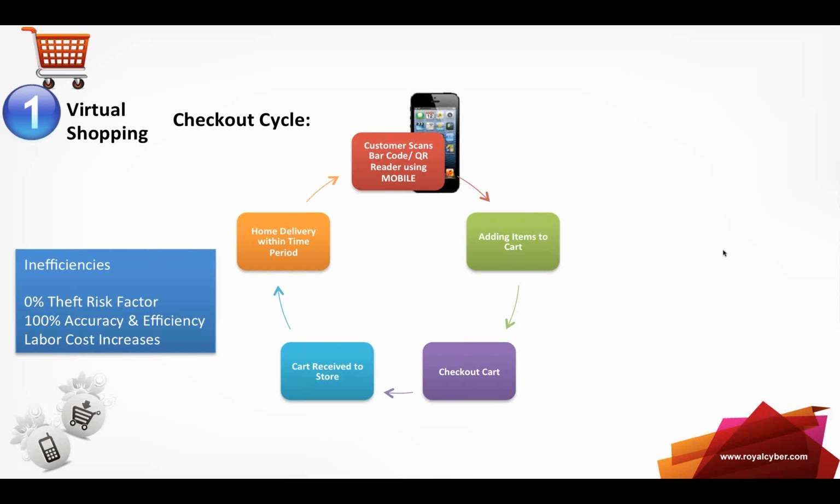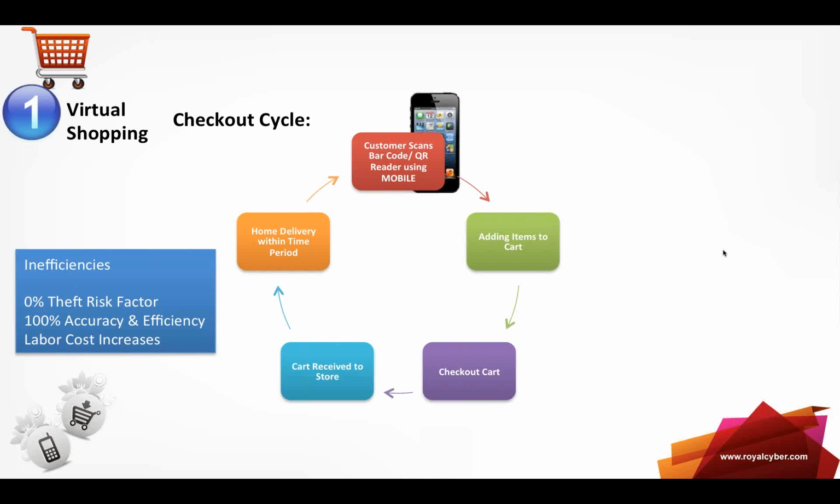The way they receive it at the store is through the unique QR reader, so it gets a barcode, and that barcode is scanned by the register, and they either do the home delivery within a time period or they come and pick it up. So this is the virtual shopping or checkout cycle that we have.